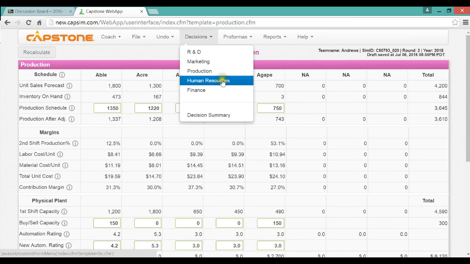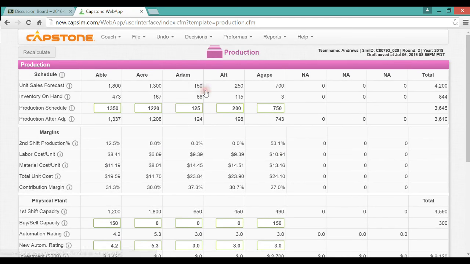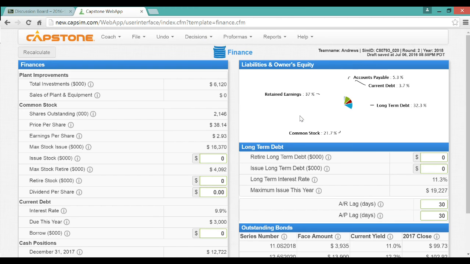So again, I'm going to skip human resources for now. You'll have to do this in round 2. In round 1, you don't even have to make human resources decisions. So the last decisions you need to make are financial decisions.